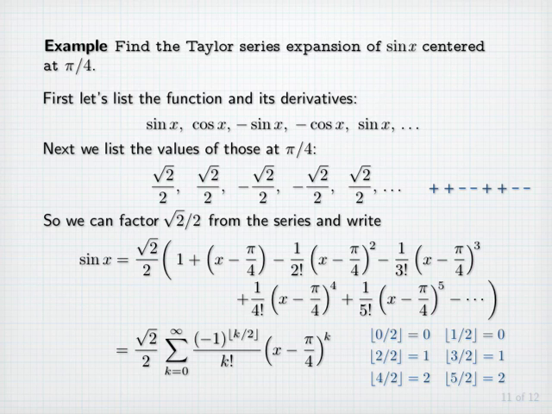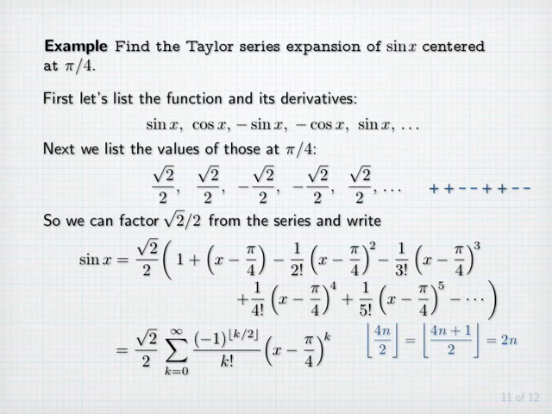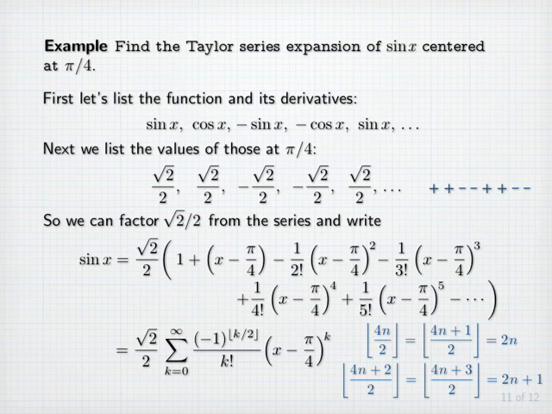And when k is 5, the exponent is the greatest integer in 5/2, which is again 2, and so we again get plus 1. In general, when k is a multiple of 4, or one more than a multiple of 4, the greatest integer in k over 2 will be an even number, and so minus 1 to that power will be plus 1. Otherwise, the greatest integer in k over 2 will be an odd number, and minus 1 to that power will be minus 1. And so this does in fact give us the sign pattern that we want, plus plus, minus minus, plus plus, and so on.